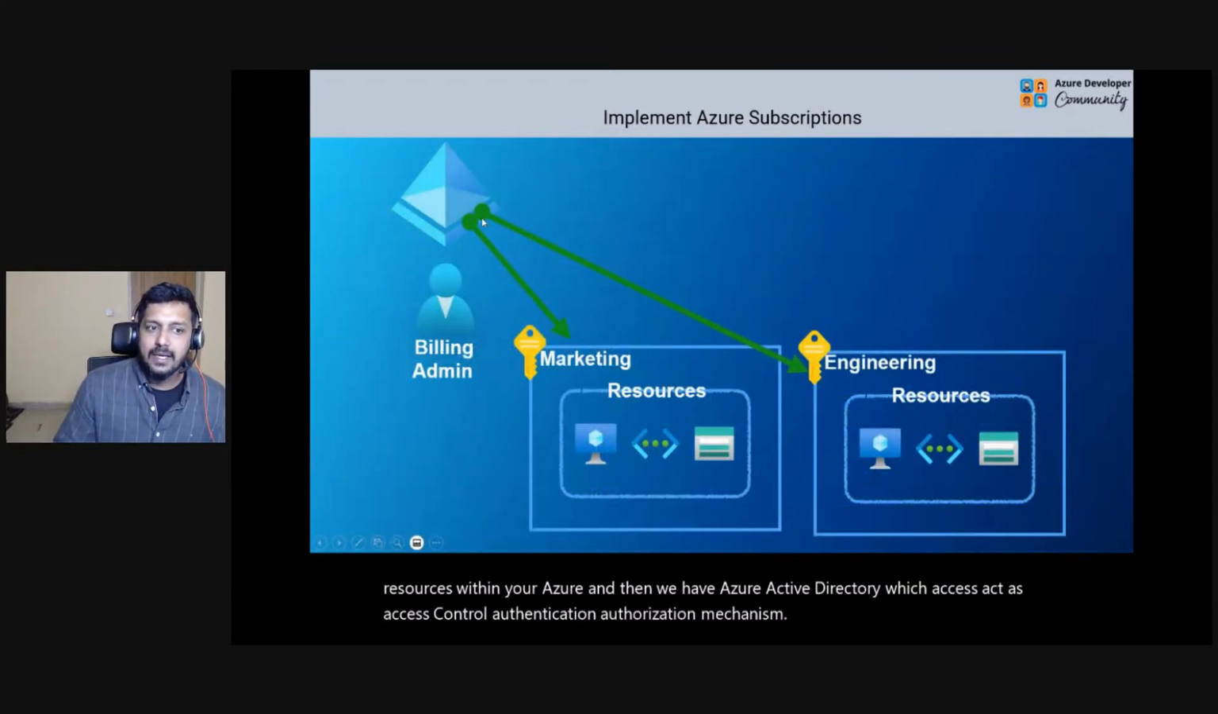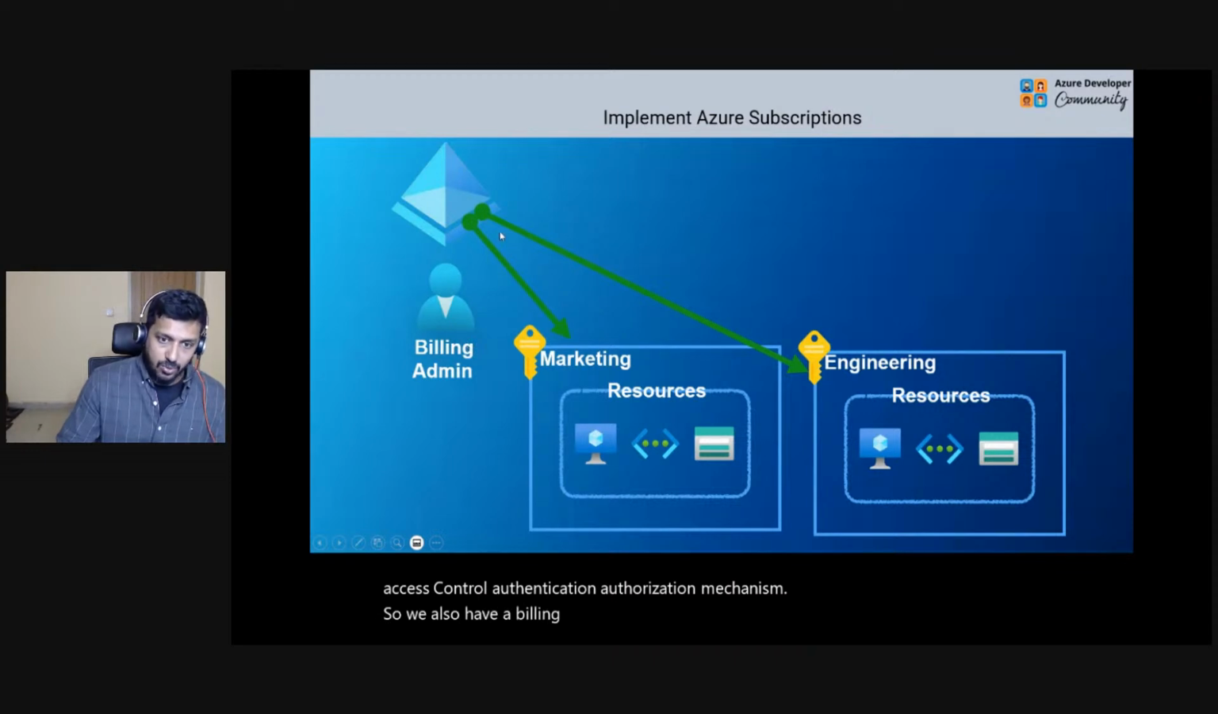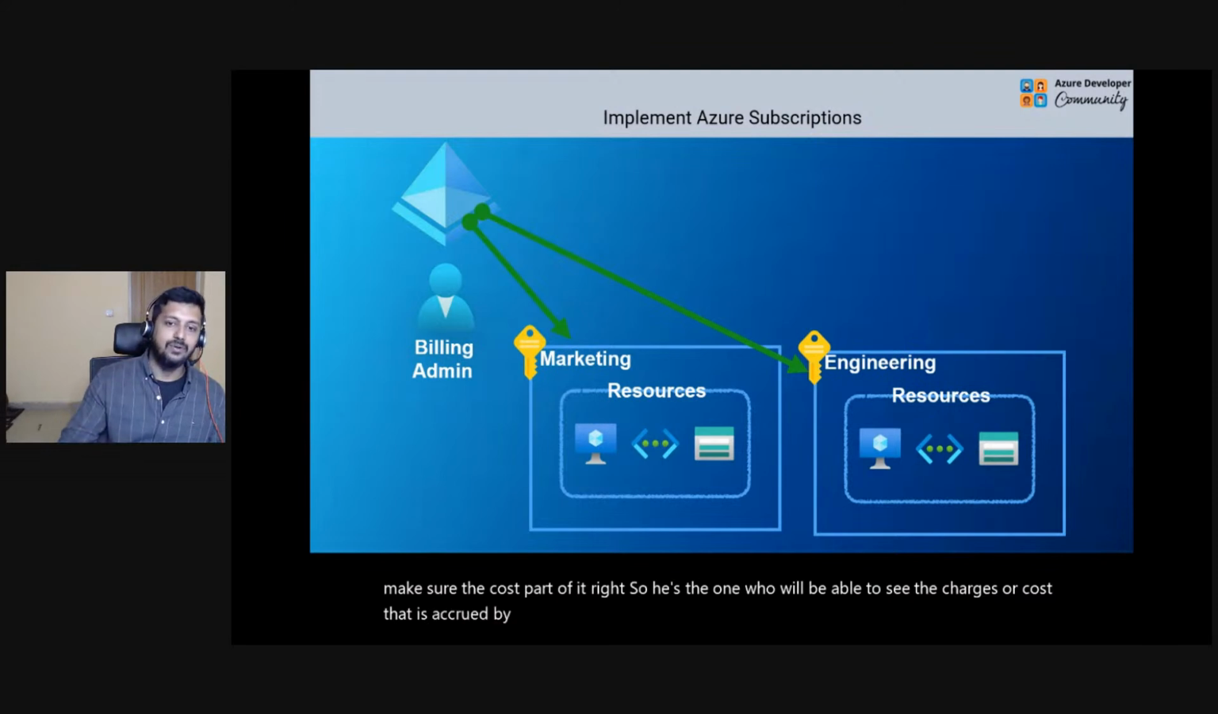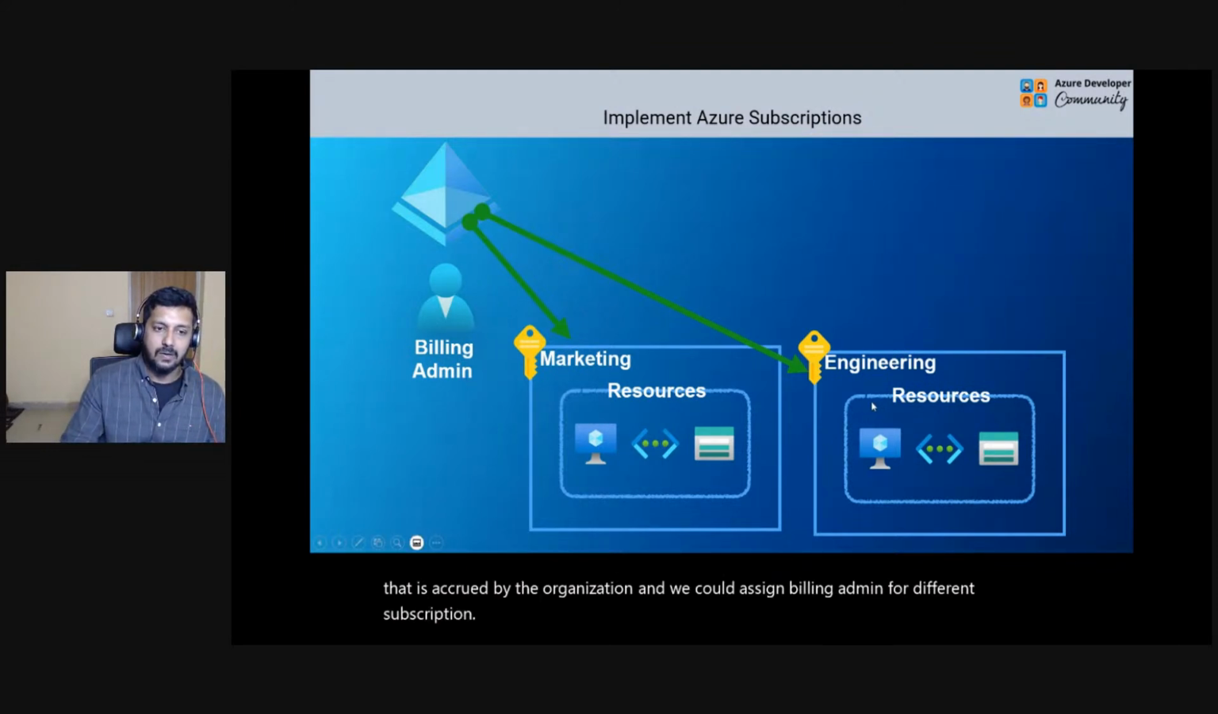We also have billing admin as one of the roles. Billing admin's primary role is to look after the cost part of it, right? So he's the one who will be able to see the charges or cost that is accrued by the organization, and we could assign billing admin for different subscriptions or resource groups as well.